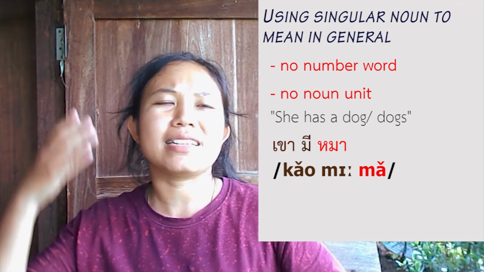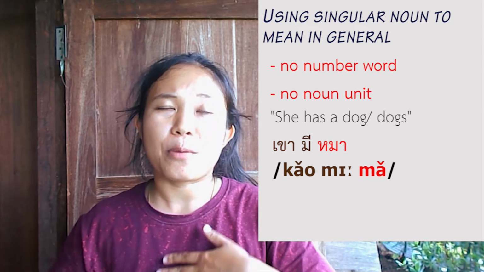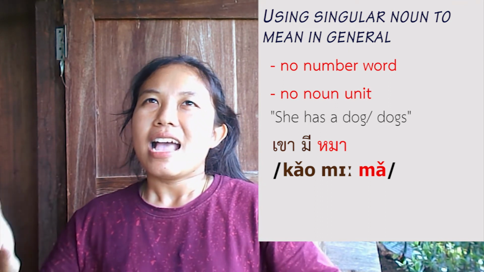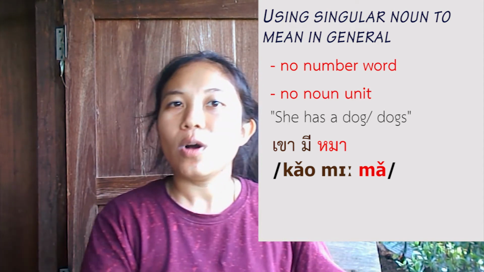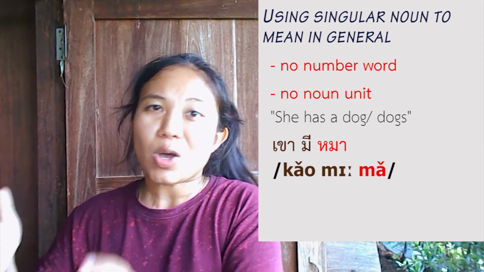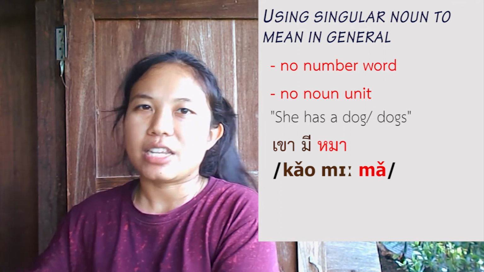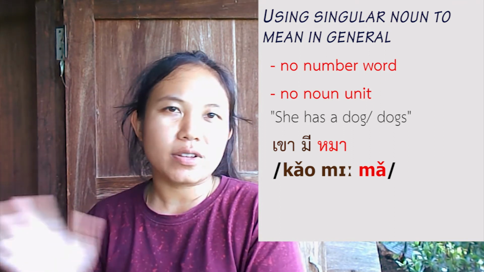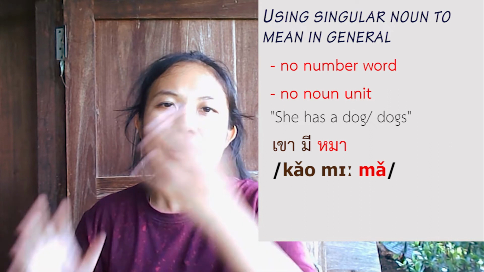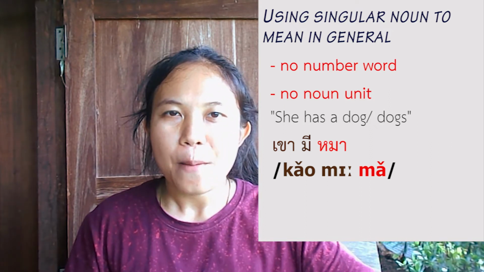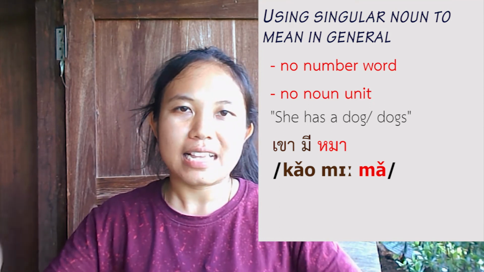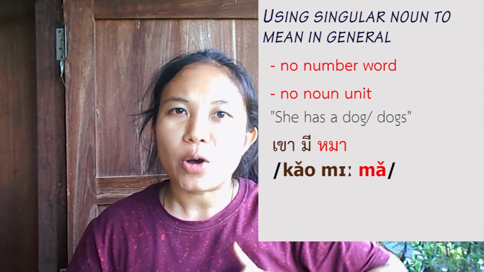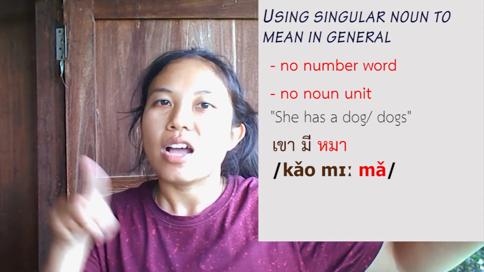The listener who is listening to you speak might understand that she has a dog, or she has dogs, or she has many dogs. The listener doesn't need to know how many dogs she has, but you just say in general that you want to tell the listener that she has a dog.